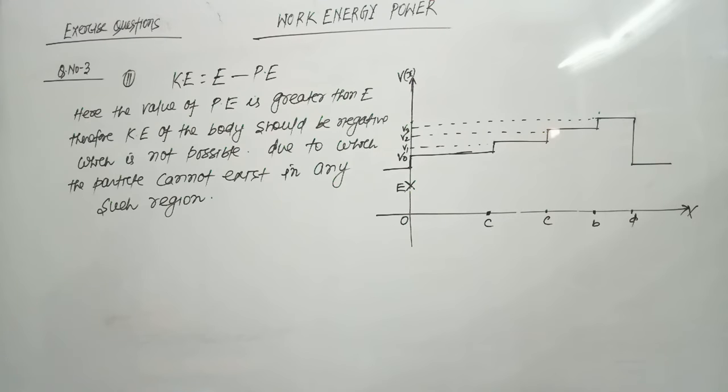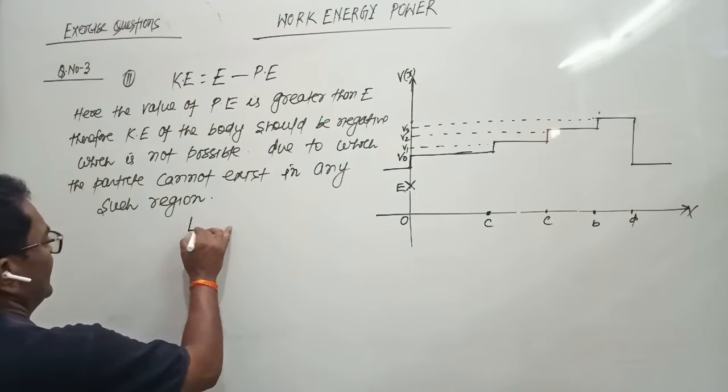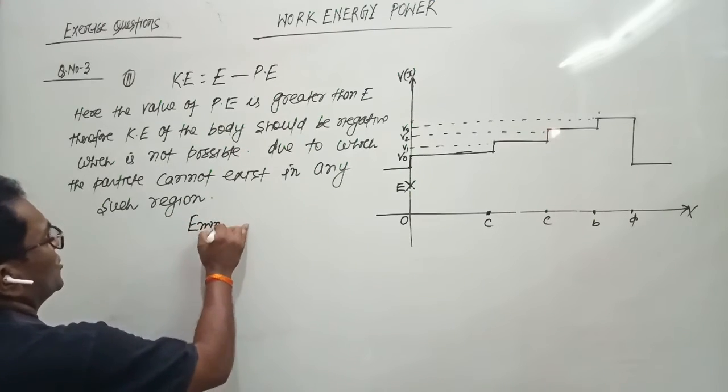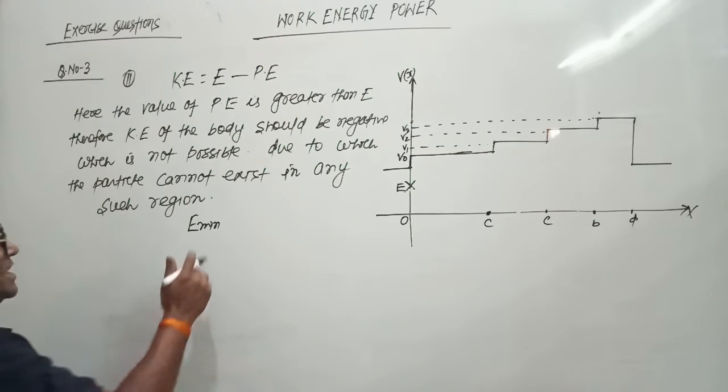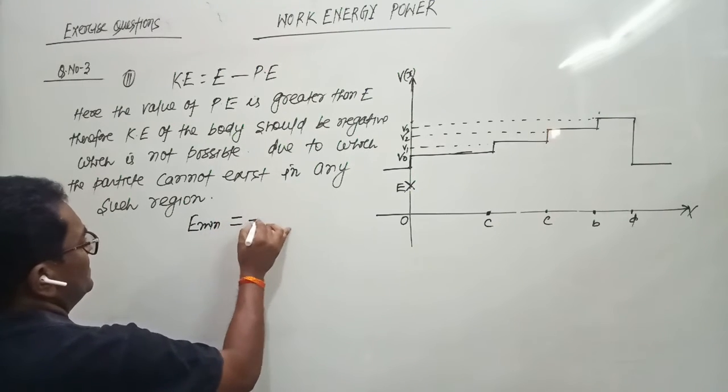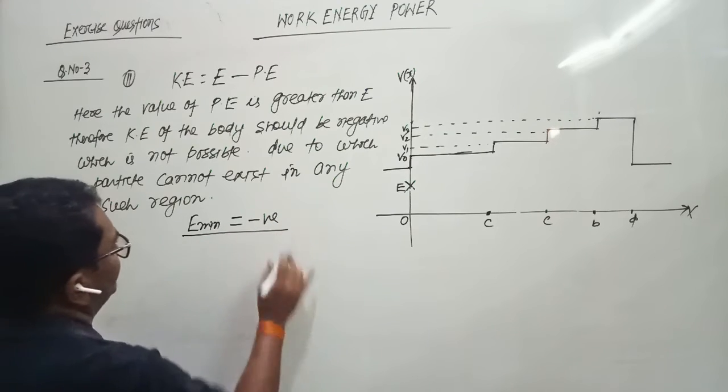And the value of E minimum is negative because potential energy is greater. Therefore, the value of E minimum is negative.